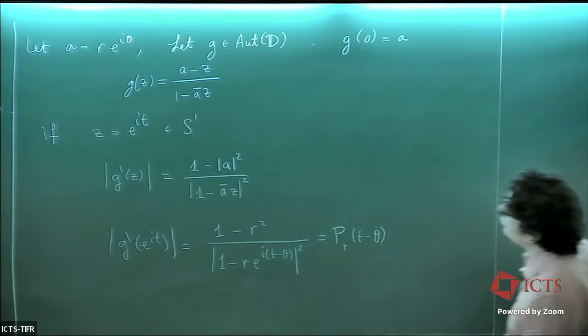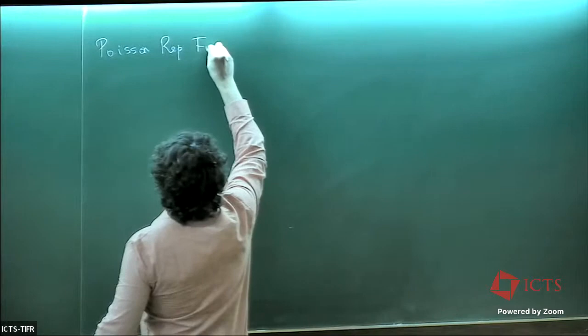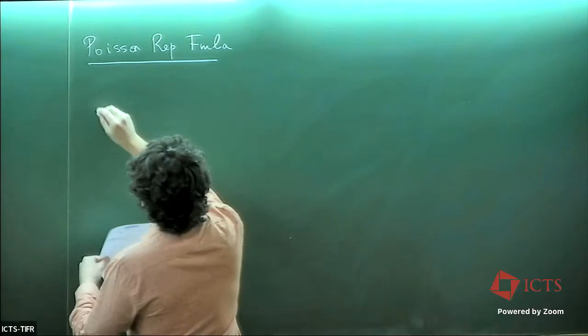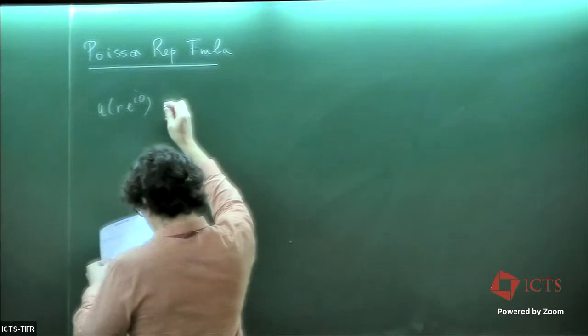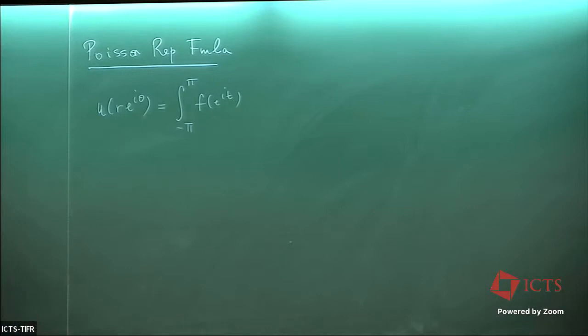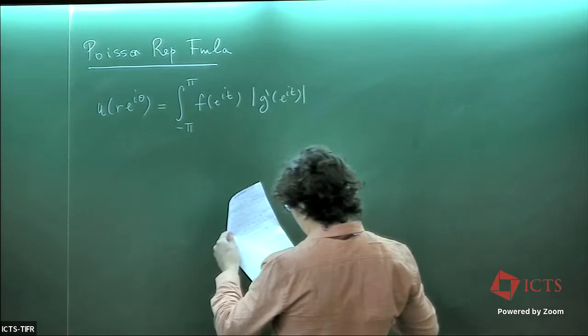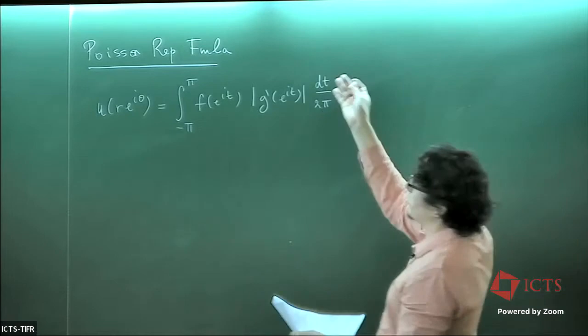And so how do we rewrite the formula? The Poisson representation formula, in a way that it's much harder to forget, is the following. You remember that we had this u of r e to the i theta. So we can write it like this. It's the integral of f of e to the it, and then the Poisson kernel is nothing else, as we said, it's basically just the derivative of the action of g on the circle. So this is g prime of e to the it. And then we normalize, we put the 1 over 2 pi here, so we get a probability measure on the circle, that's nice.